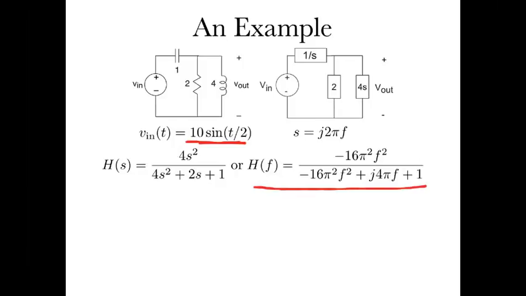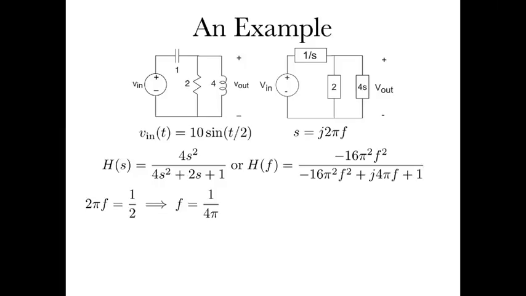So s squared is going to be 4π minus 4πf squared times a 4 gives us a 16, etc. So this is what it is. At this point, what I would like to do is find the frequency of the source. The frequency has to be written as 2πft. So 2πf has to be a half for this example, which means the frequency is 1 over 4π. Kind of a strange frequency, but it really simplifies the calculations for this example.